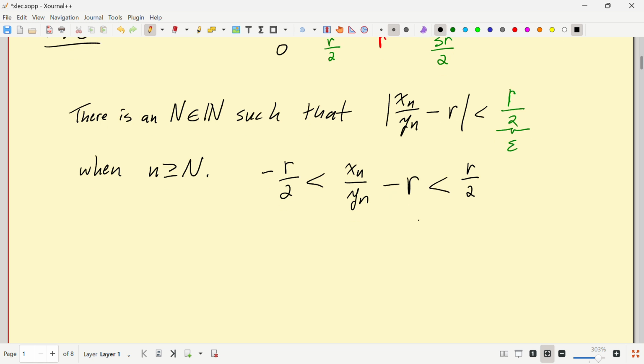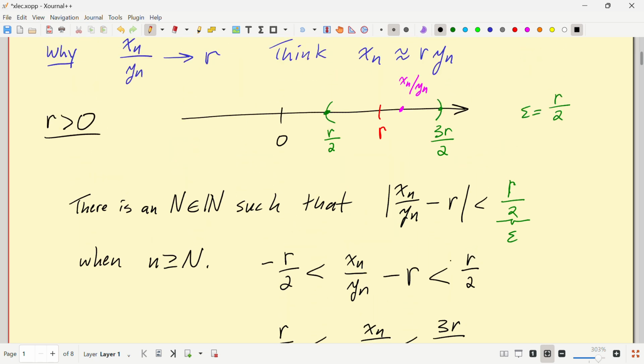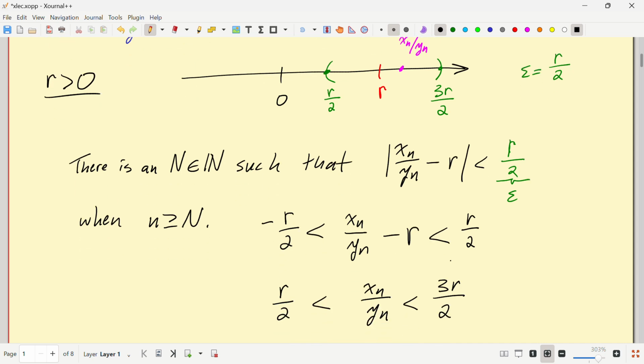And now I want my ratio xn over yn. And so on this side, I'd have to add a plus r. I get r over 2 is less than xn over yn is less than 3r over 2. Whenever you can see something in a picture, you can demonstrate it using inequalities. So I see that in this picture, the xn over yn is between r over 2 and 3r over 2. That's how you would show it formally, just using triangle inequality ideas.